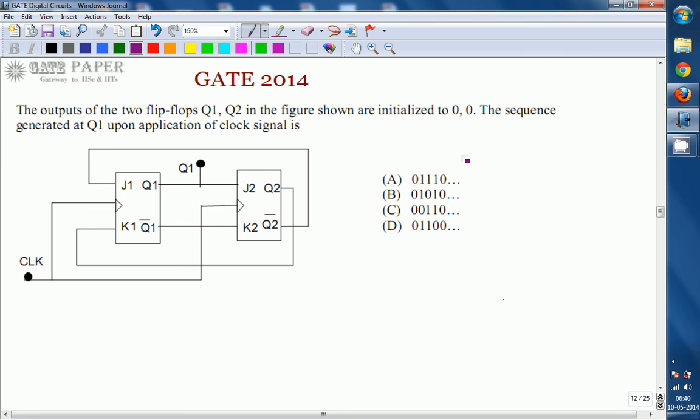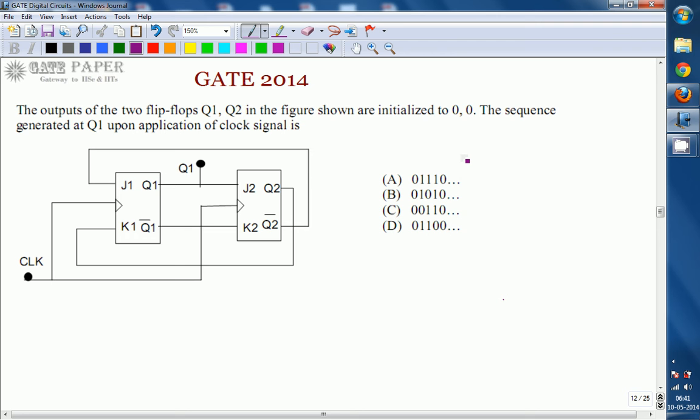Hello, we are discussing the GATE 2014 ECE paper, and the topic is related to digital circuits. The outputs of the two flip-flops Q1, Q2 in the figure shown are initialized to 0, 0. The sequence generated at Q1 upon application of clock pulse is? What is the sequence generated at Q1, whenever both the flip-flops are initialized to 0, 0?